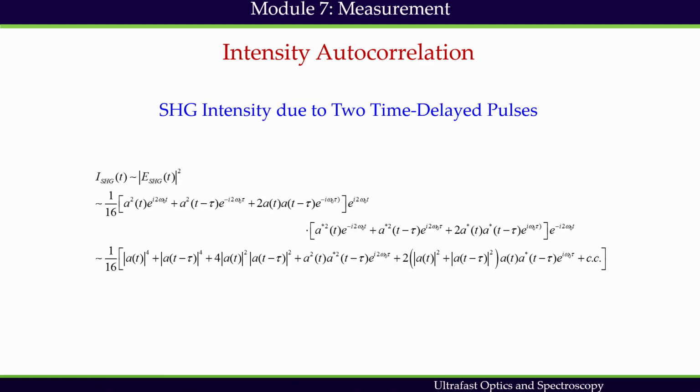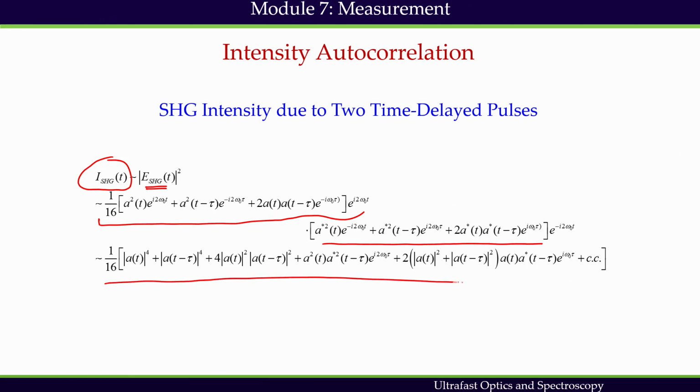Then we can get the intensity of the SHG, and that is the square modulus of the SHG field, and the SHG field expression we have got in the previous slide. So, we have to take the square modulus of that, which is nothing but this multiplied by its complex conjugate, which is this one, and we get an expression for the intensity of the SHG field.